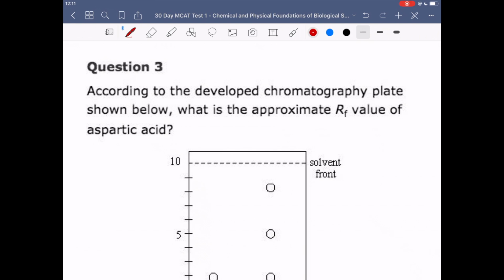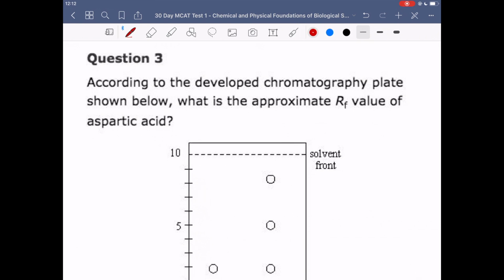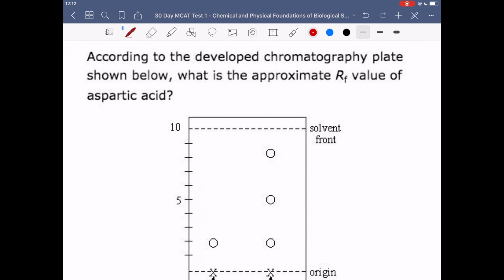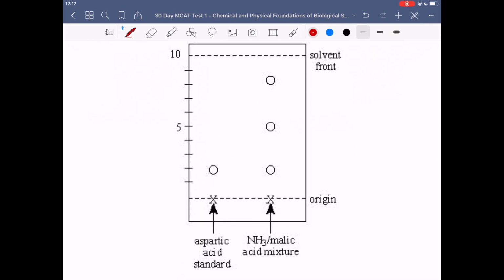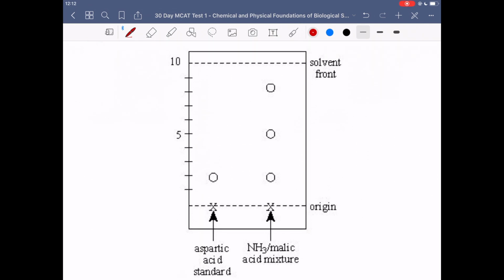In question 3, it says, according to the developed chromatography plate shown below, what is the approximate RF value of aspartic acid? So we're looking for the RF value of aspartic acid, and we are given a TLC plate here. You were told at the end of the paragraph that the RF is how far the spot you're concerned about moved, divided by how far the solvent front moved. But this is something you should already know based on your knowledge of different chromatography types.